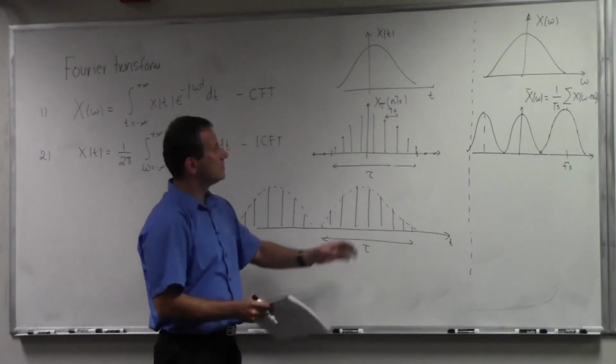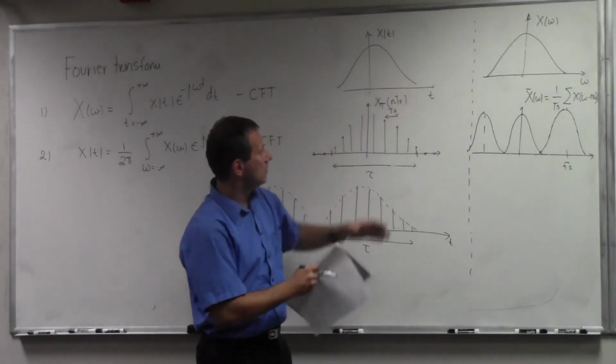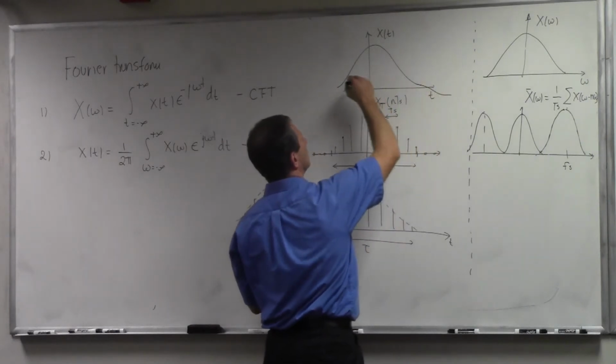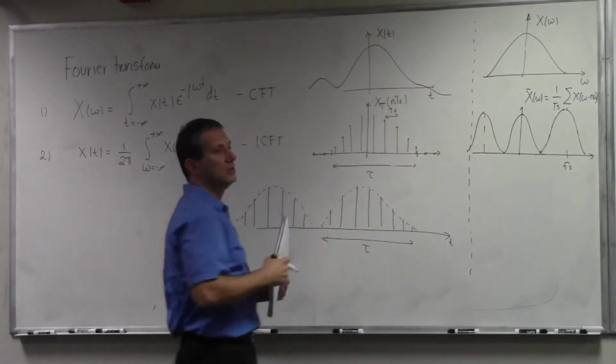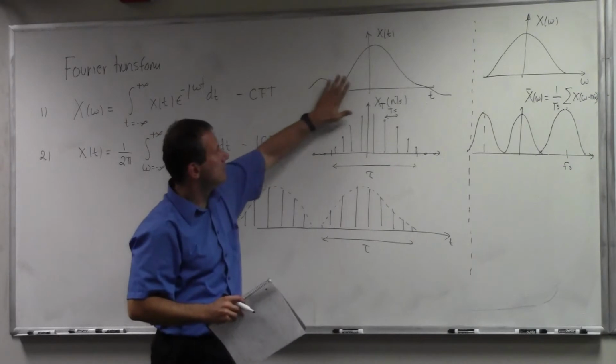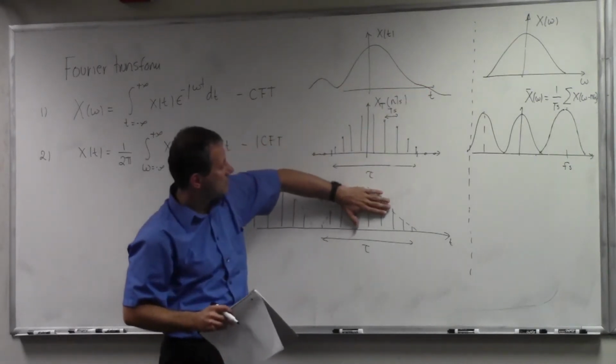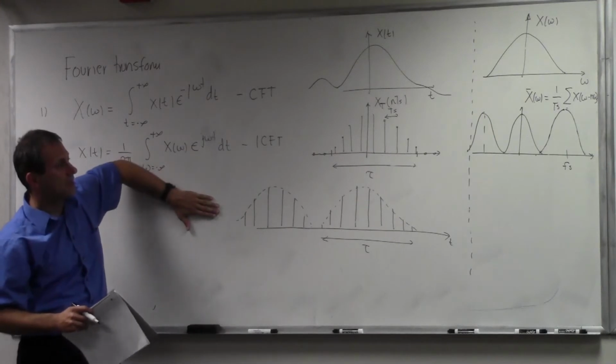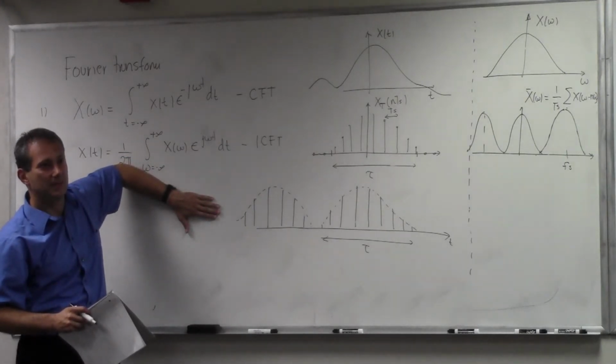The signal behaves differently in reality past this point. In this case, it might go like this, whatever it looks like. But I'm ignoring these, and I'm taking this signal here and replicating it in the time domain. As a result of the replication in the time domain, what happens in the frequency domain?